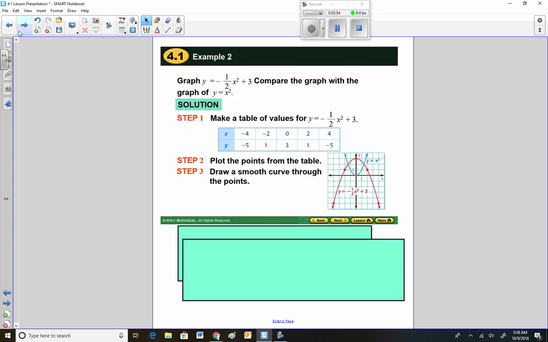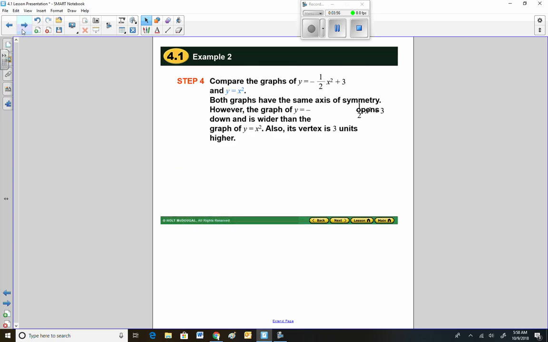All right, let's take a look at another picture. Oh, sorry, I forgot. We want to compare them, so let's talk about how they compare. They have the same axis of symmetry, x equals 0. However, the graph of negative half x squared plus 3 opens down and is wider, like we said, and the vertex is 3 units higher.